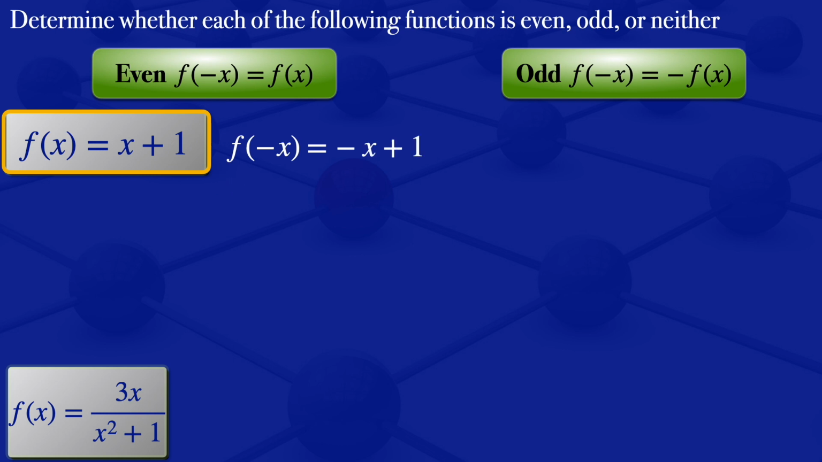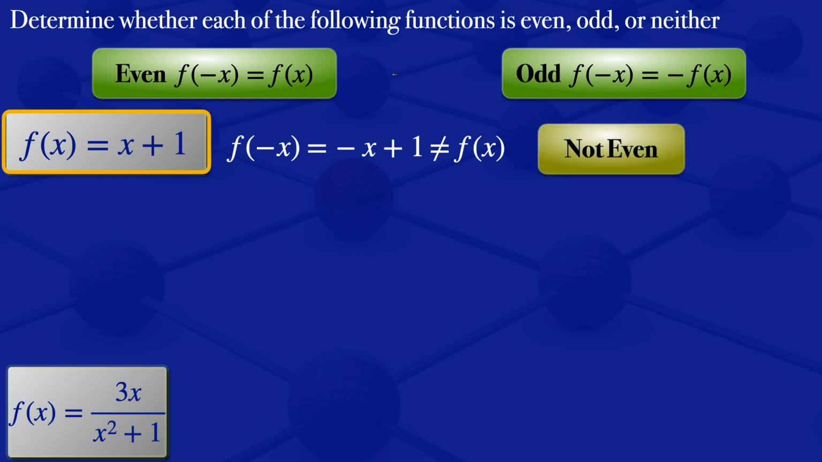To check if it is even, compare this f of minus x with the f of x here. We see that they are not equal. It's not equal to f of x. So it's not satisfying the condition for it to be even, so I can write down there it's not even. We can try to check if it is odd.